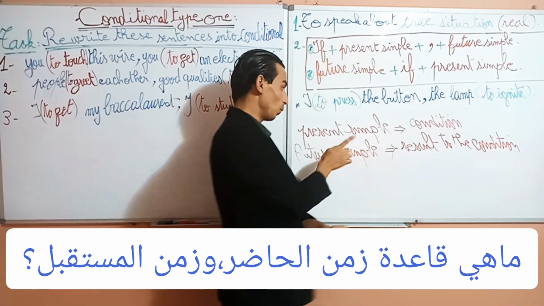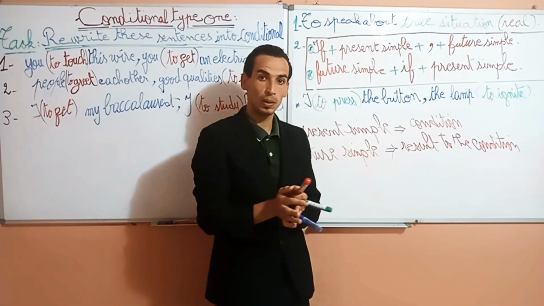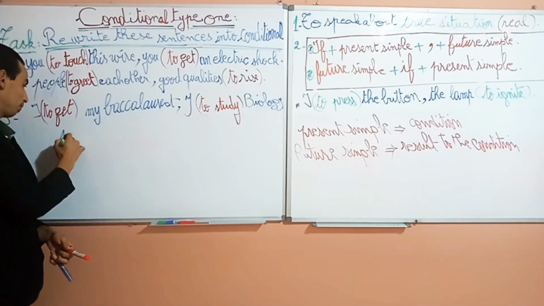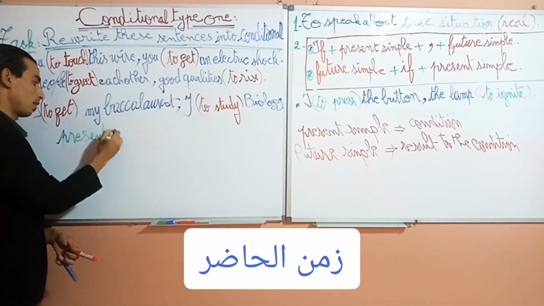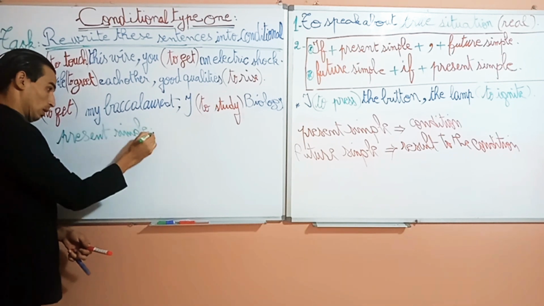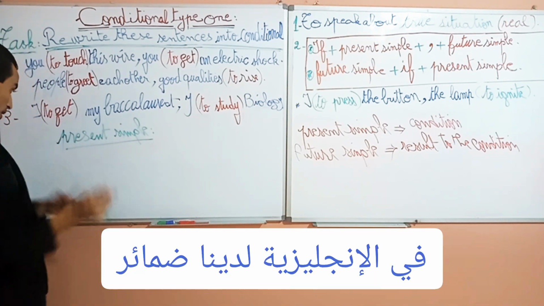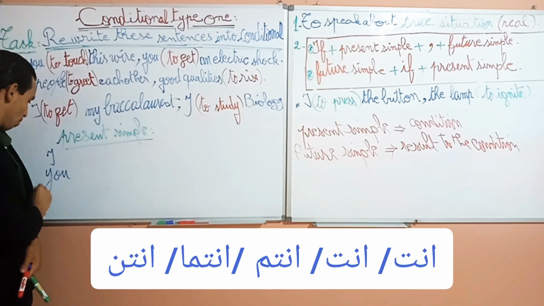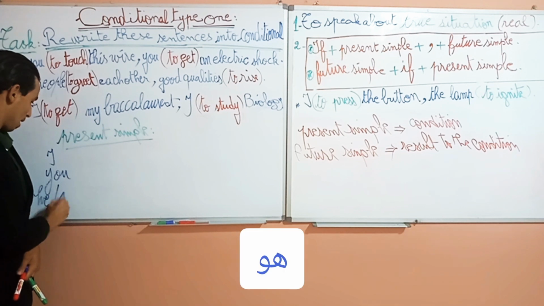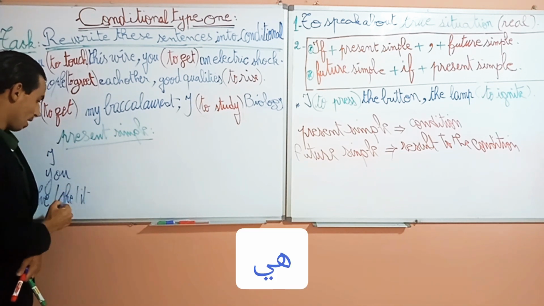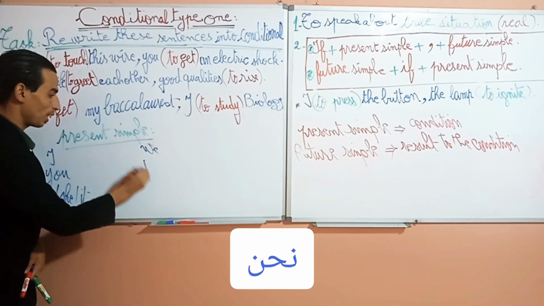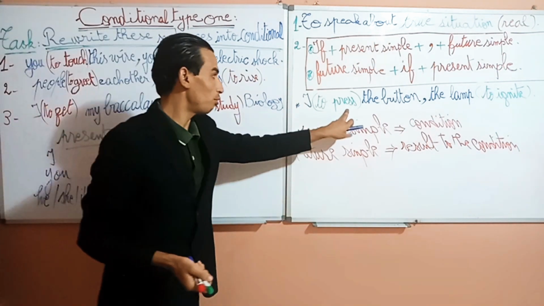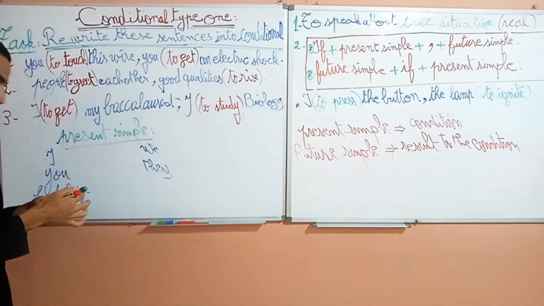But what is the rule of a present simple and future simple? Let's have them together here. We have present simple. In English, we have pronouns. I, you, he, she, it, we, and they. How do we put the verb to press in a present simple?